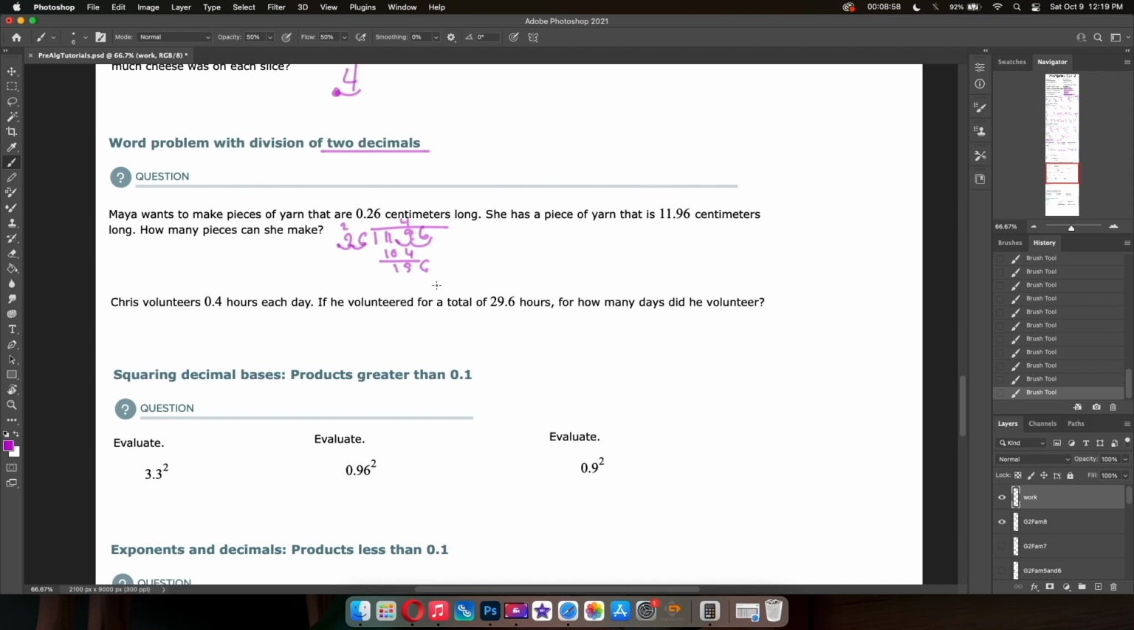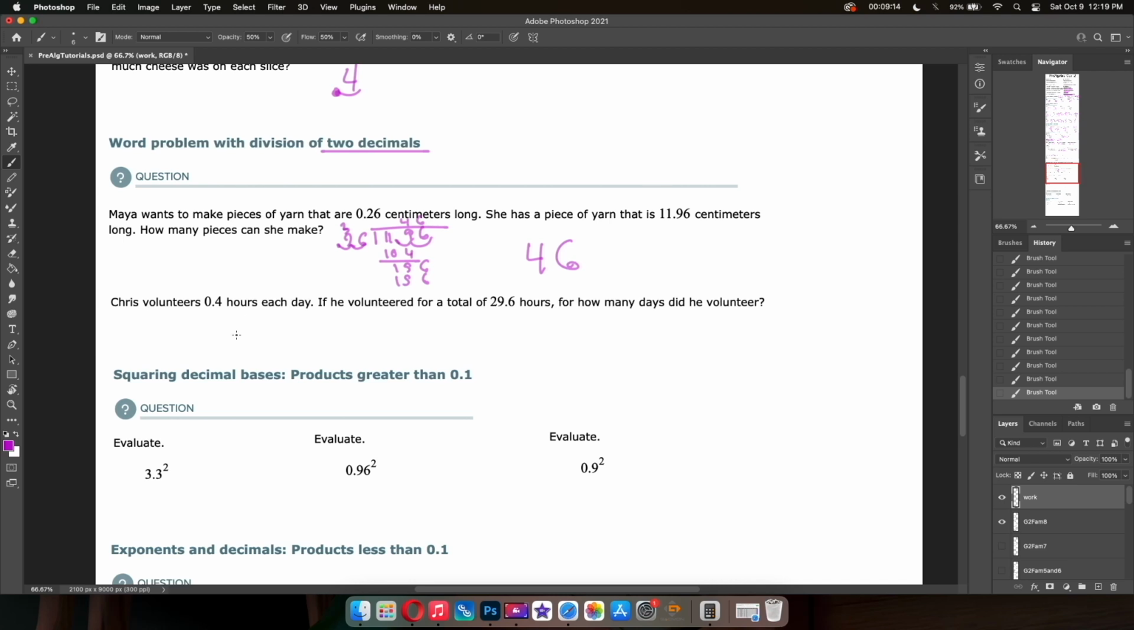Okay, that's going to be 6, maybe? 6 times 6 is 36. 6 times 2 is 12 plus 3 is 15. Okay, so your final answer here is going to be 46. So it looks like these are going to divide evenly.